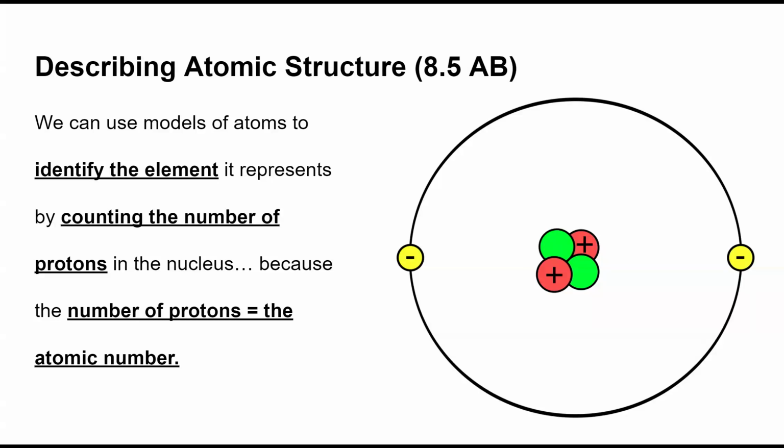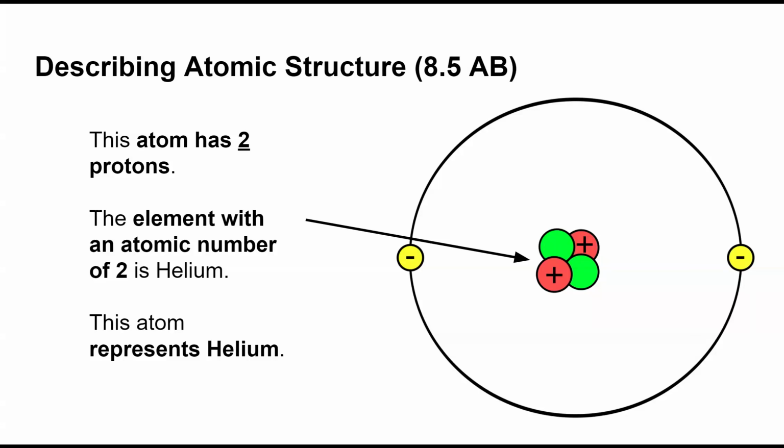We can also use models of atoms to identify the element it represents by counting the number of protons in the nucleus, because the number of protons is the atomic number. So for example, this atom has 2 protons. If I look at my periodic table, I find that the element with an atomic number of 2 is helium. So therefore, this atom represents helium.